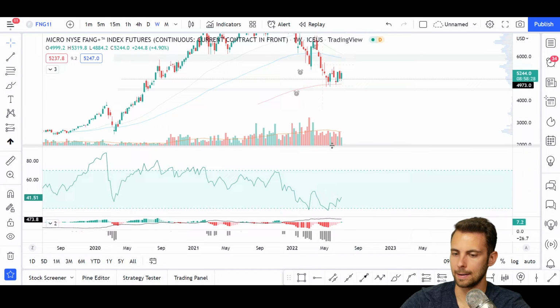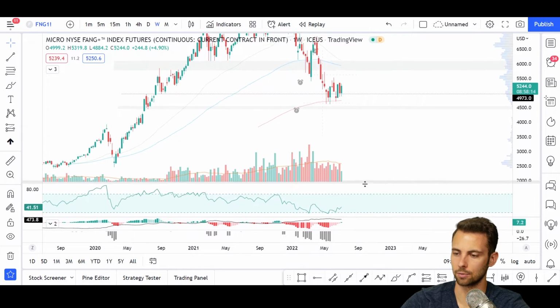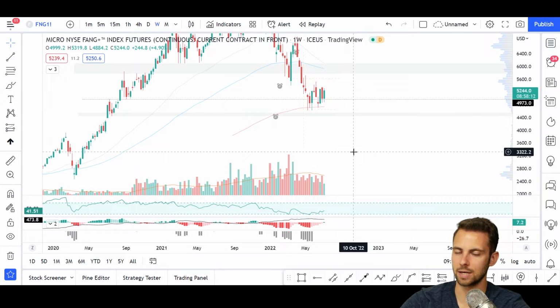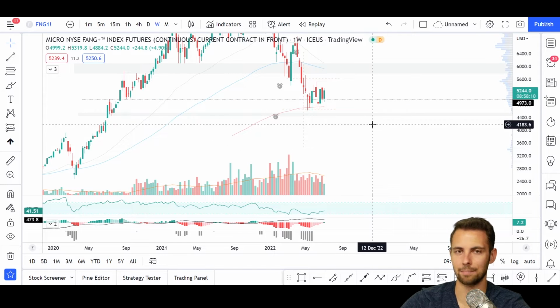On RSI, we can find that we are forming a bottom. There was a double bottom on RSI on the weekly chart, and we might start to rally. But before that, there might be a little shakeout that may speed up a move upside.